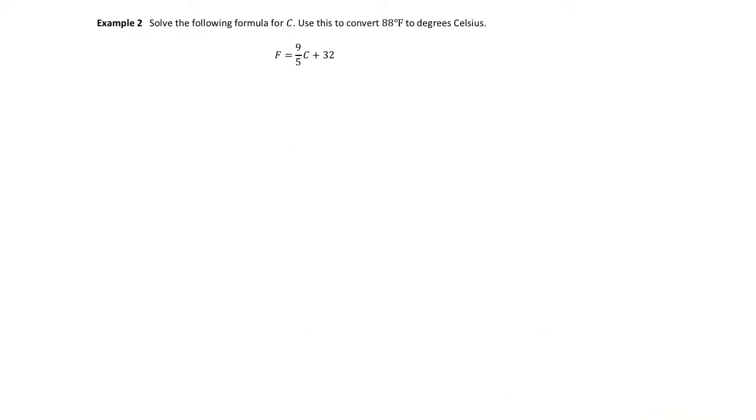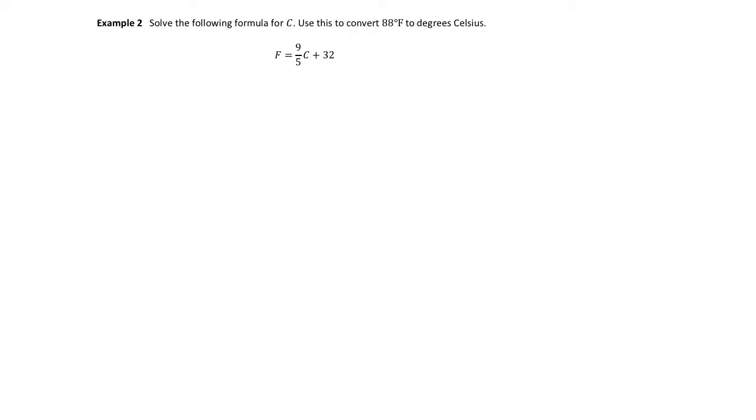So let's try this idea, but with the conversion between Fahrenheit and Celsius. I want to solve this formula for the variable C. So that means my answer is going to obviously depend on F. Now, one reason you might want to do this is if this equation is solved for C, I can now take a Fahrenheit degree and convert that to Celsius.